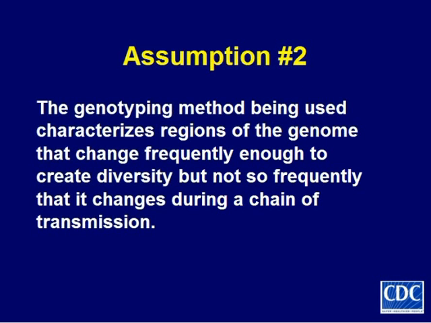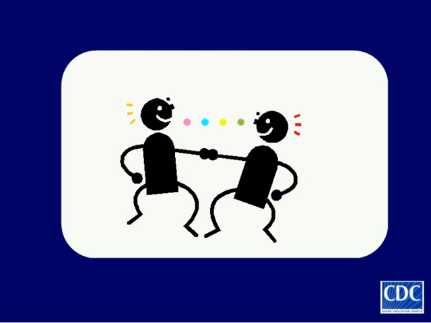Our second assumption is that the genotyping method being used characterizes regions of the genome that change frequently enough to create diversity, but not so frequently that it changes during a chain of transmission. For example, if the genome changed so rapidly that it changed from pink to blue to yellow to green while being transmitted, I admit this is somewhat a ridiculous example, but it proves its point, we would not be able to use genotyping to infer any type of relationship.